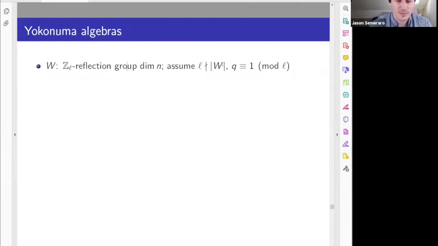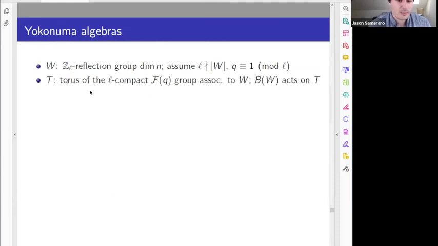So we need to assume again that W is an l-prime group, that q is congruent to 1 modulo l. So we have the torus of the l-compact group associated to W as before, using the theory of Broué and Malle and so on. And via the action of W, which is a quotient of the braid group, it actually acts on the torus T.